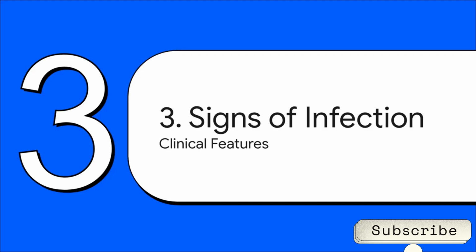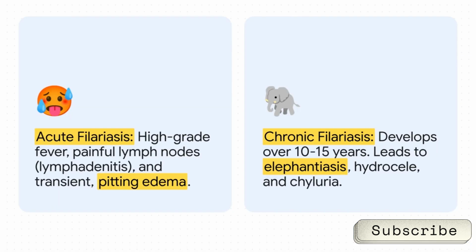Okay, so now that we know how the damage happens, let's connect that back to what we actually see in our patients, like the one in our opening case. Clinically, you're usually looking at 2 main stages. The acute phase, which perfectly matches our patient case, involves these recurrent episodes of really high fever and painful inflammation of the lymph nodes and the lymphatic vessels.